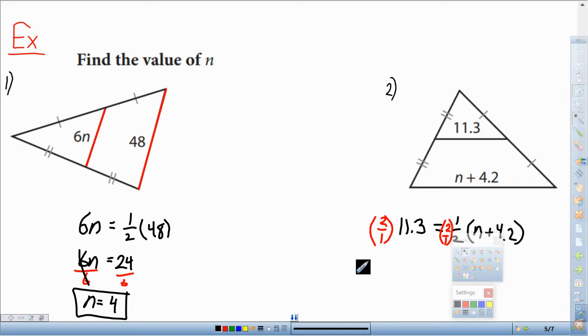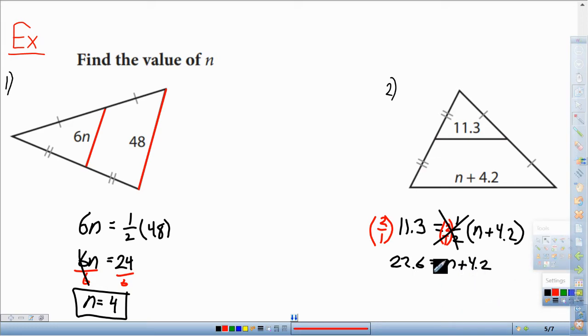Okay, that is 22.6. Probably could have done that in my head. But yeah, there we go. So I'm getting 22.6 on the left. On the right, these are gone. If you want to cross them out, we're left with n plus 4.2.